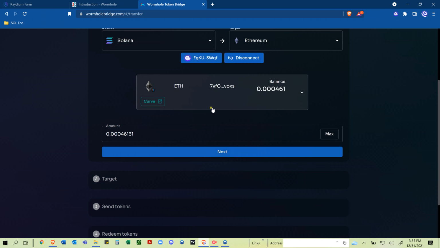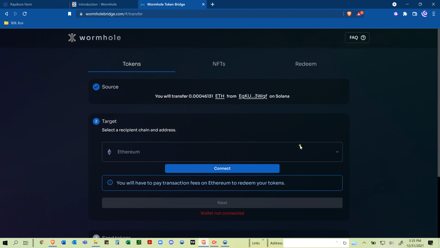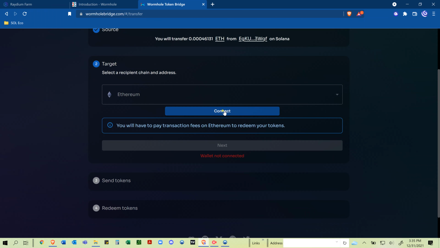I do the max, then connect your Phantom wallet, choose your token, click next, and then I'm going to connect my MetaMask. Since this is my little demo profile, I don't have a MetaMask installed here, but you would connect so that it has access to your MetaMask, approve that. Then you would send tokens.